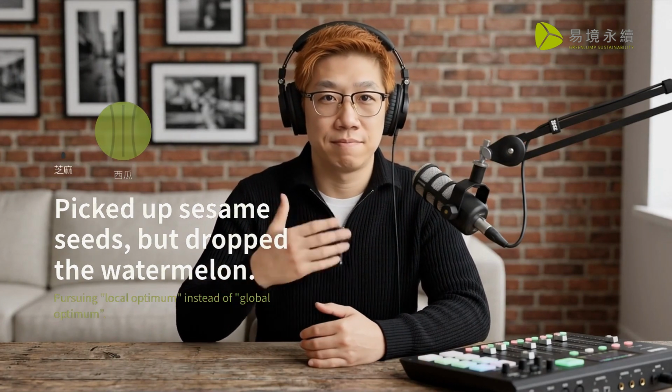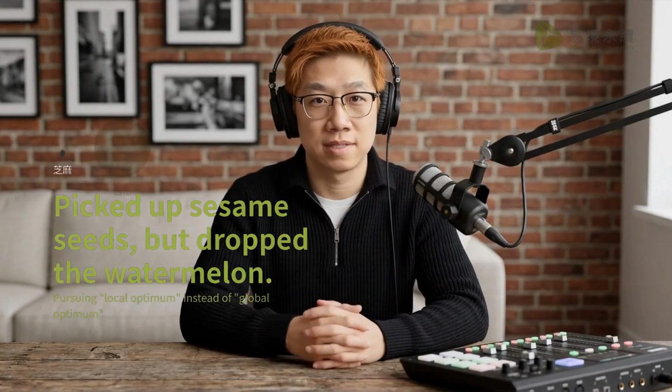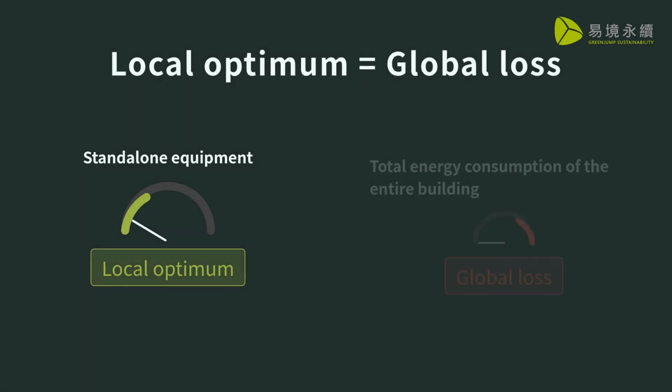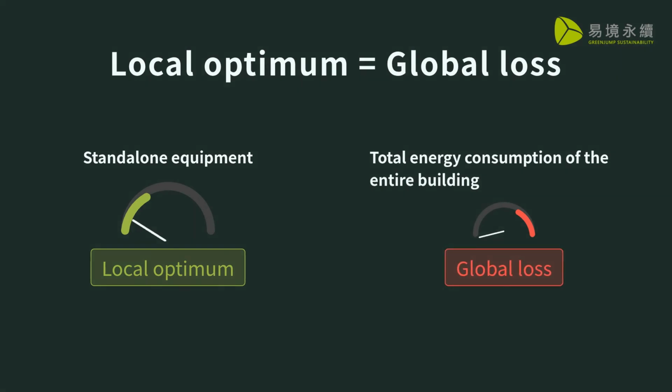This is a typical case of picking up sesame seeds and losing watermelons. When engineers manually adjust, they only see that the machine in front of them saves electricity, but they do not realize that this will lead to other machines consuming more electricity.